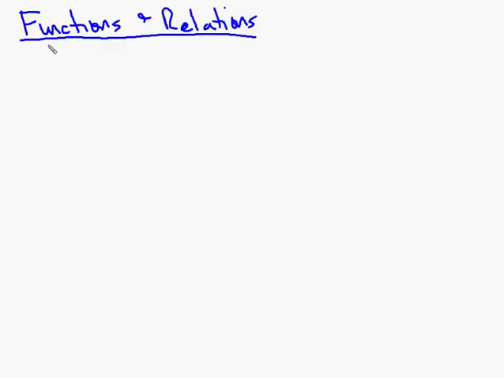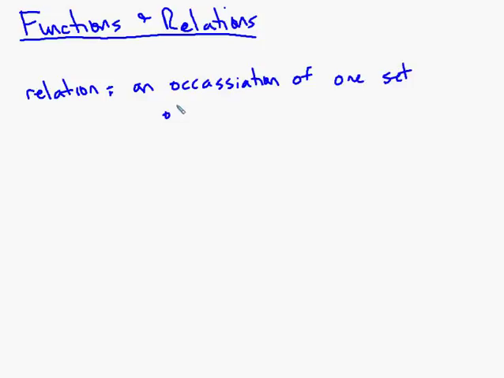Functions and relations. So, first let's define what a relation is. It's basically an association of one set of numbers or things, in our case numbers, with another set. Basically, it's a relationship with an x and y.